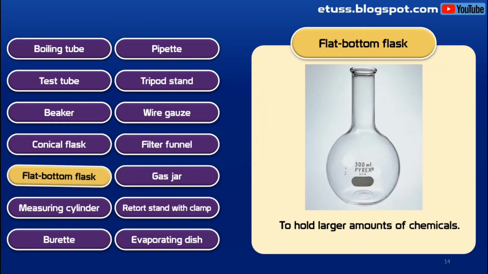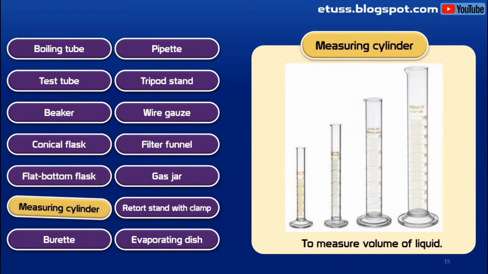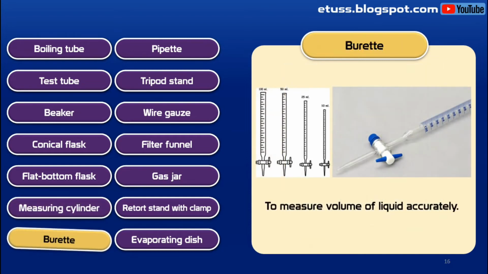Flat bottom flask. The flat bottom flask has a round and flat shape at the base. It is used to fill chemicals in large quantities. Next is measuring cylinder. It is used to measure volume of liquid. Burette. Burettes are also used to measure the volume of a liquid. Measurements using a burette are more accurate if compared to a measuring cylinder.